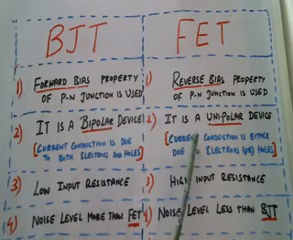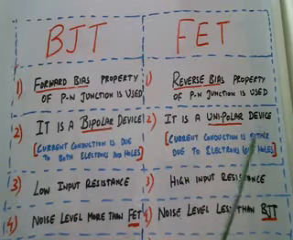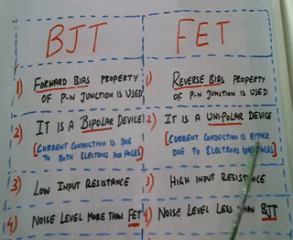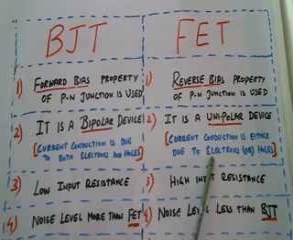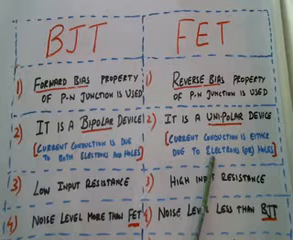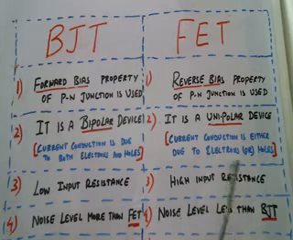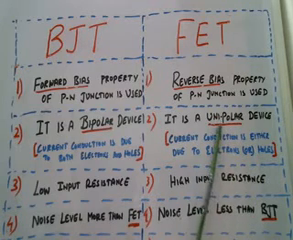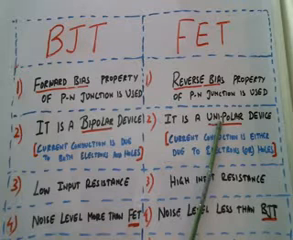Now, FET is a unipolar device. So here current conduction is either due to holes or electrons. If it is N channel, the current conduction or flow of current is due to electrons. If it is P channel, the current conduction is due to holes. That's why it is called a unipolar device.